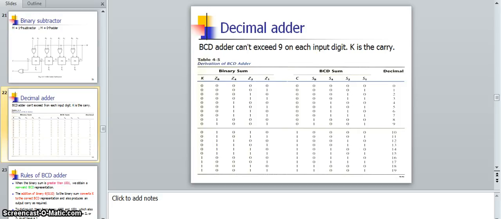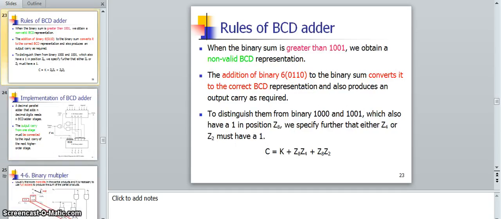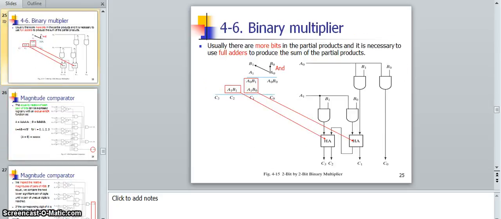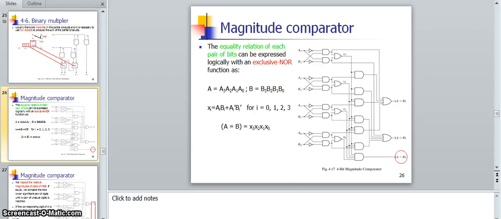This indicates the truth table of the decimal adder. Here we are constructing the rules of the BCD adder. Then we are implementing the BCD adder. This is the logic diagram for the binary multiplier. Here the magnitude comparator is also an example of a combinational circuit.